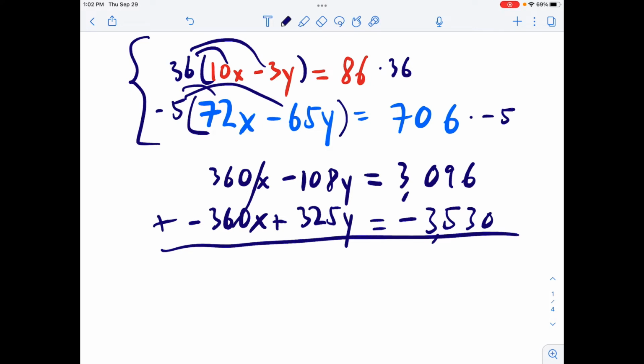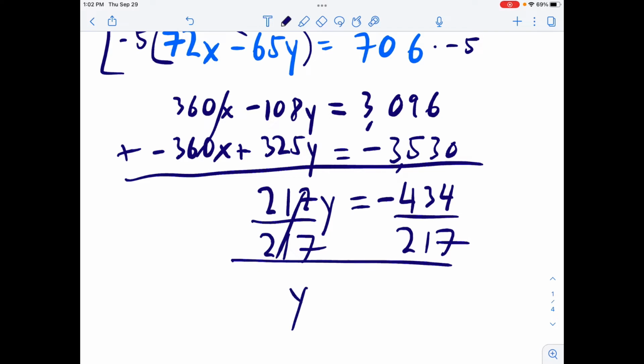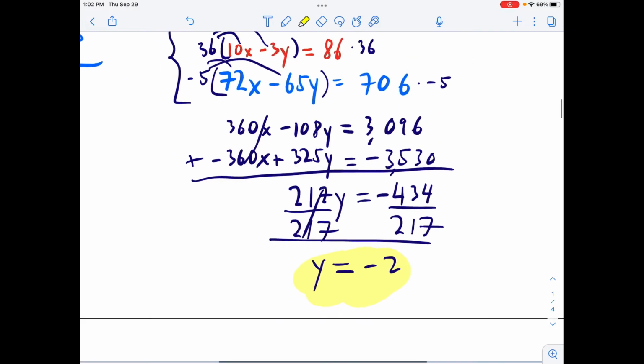Let's add these two equations together. I get 217y equals 3,096 minus 3,530, which equals negative 434. Okay. Divide both sides by 217. Gives me y equals negative 2. There you go. All those big numbers reduced down to y equals negative 2. Okay, so there's my first one, my first variable.